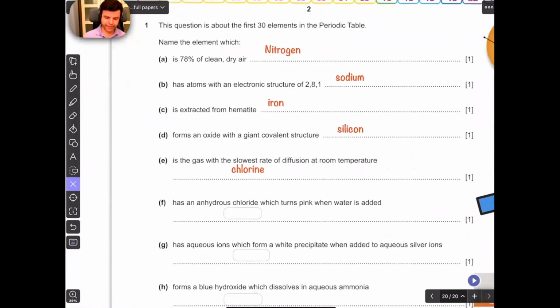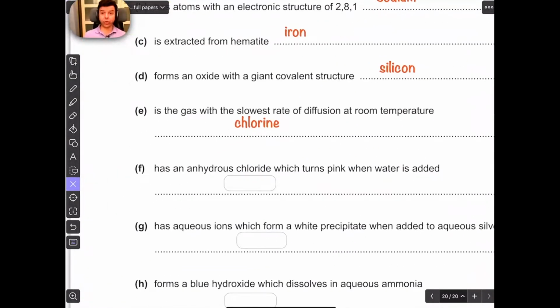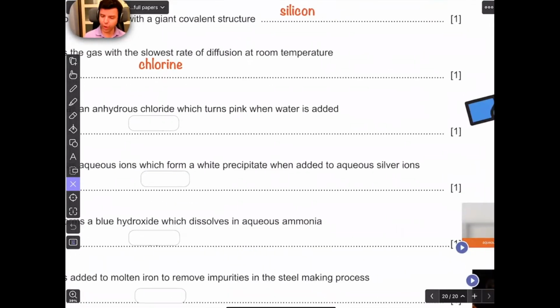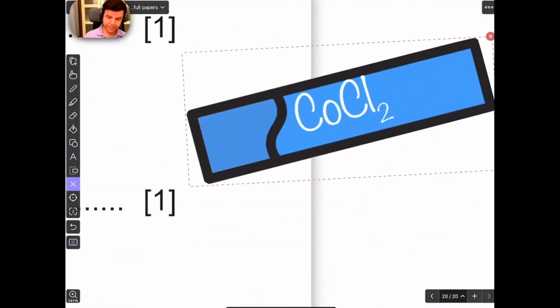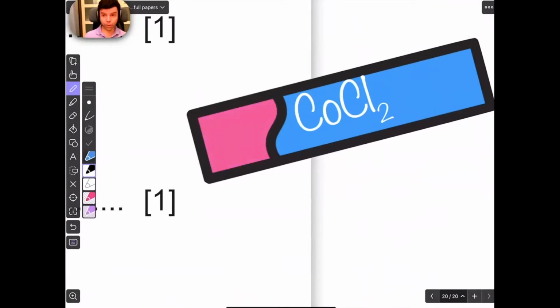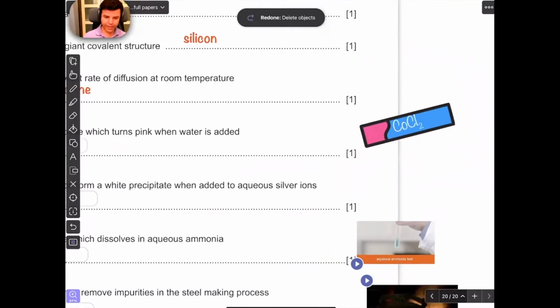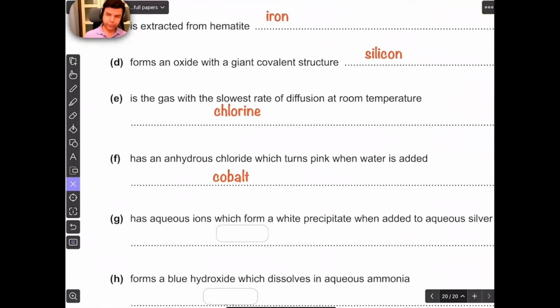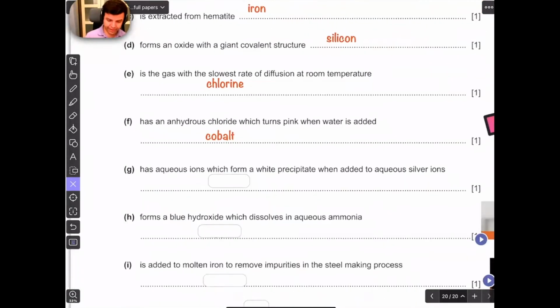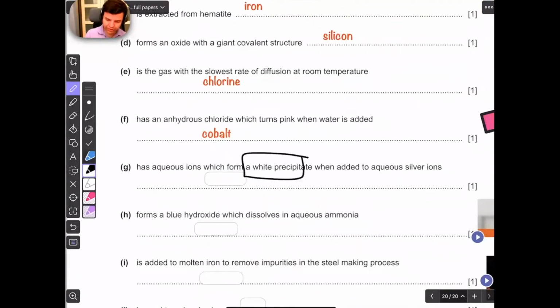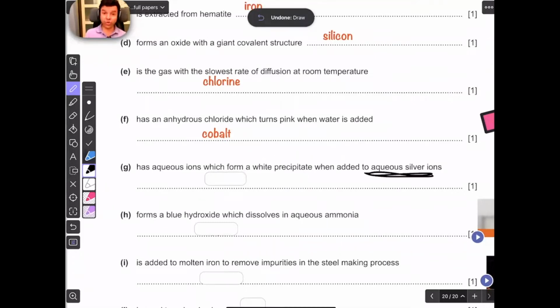Next one, they said it has anhydrous chloride that turns pink when water is added. You don't know what we call those papers? The element here is cobalt, right? Cobalt chloride paper are the ones that turn from blue to pink when it's hydrated, right? So choose cobalt. Has aqueous ion forming white precipitate when added to silver ions.